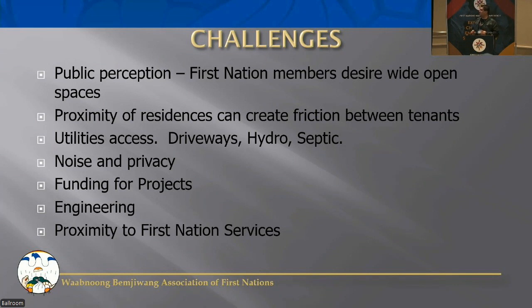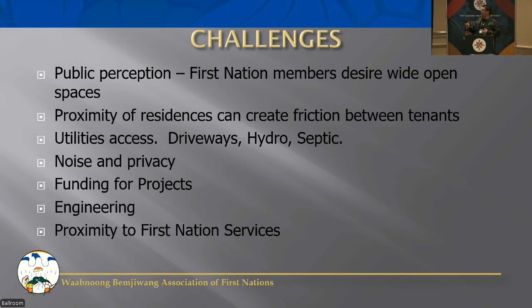Proximity of residents can create friction between tenants. How many here have multiplexes in their First Nations? Because you know there are some social issues, right? Neighbors don't like their neighbors. They're complaining to the chief and council: so-and-so is doing this, so-and-so is doing that. So we hear a lot about that.